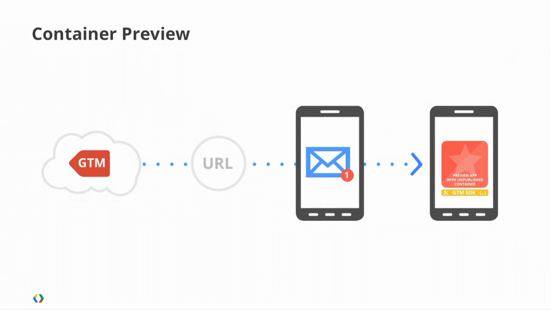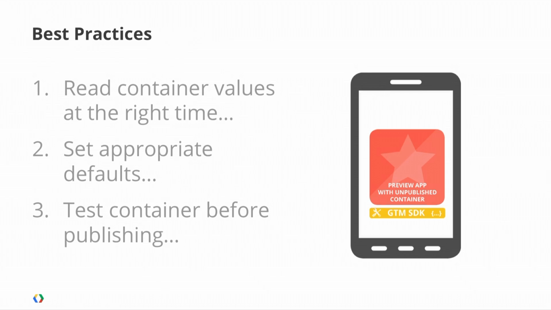Basically, what we do is register a scheme for you, and it opens your application. But instead of using either the saved container or using the latest published container, it will use the preview container that you just previewed. And you'll then be able to exercise your application, see that it's working correctly, make any modifications you want to in the container, re-preview until you're happy, completely satisfied, then you hit publish, and then your users all start getting it.